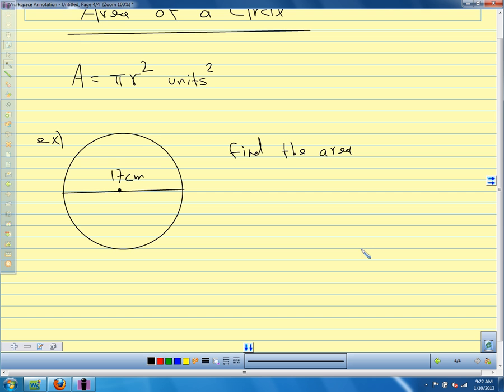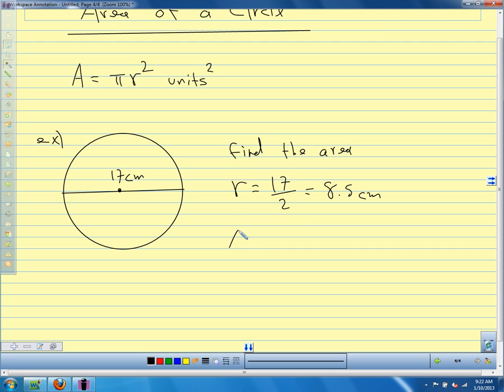So what do we need to do here to find the area? You have to start with the radius. Our formula has a radius. So how are we going to find the radius from what we have? 17 divided by 2. Cut that in half. Half of 17 is 8.5 centimeters. So now we can just plug this into our formula.